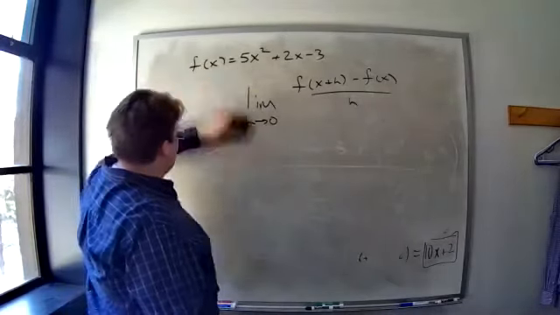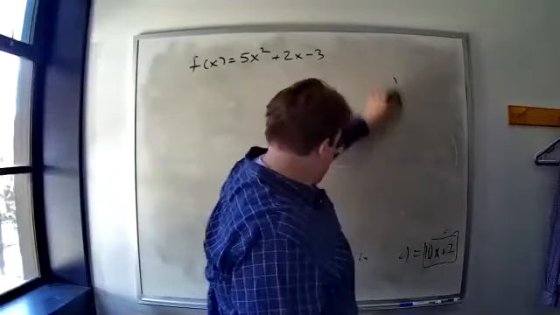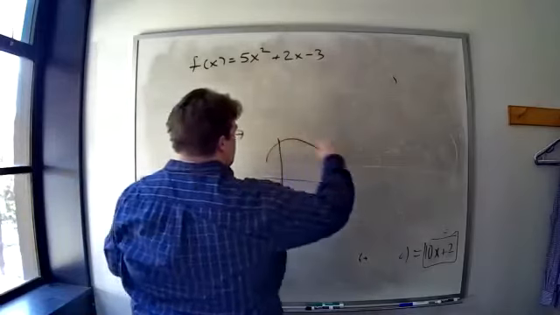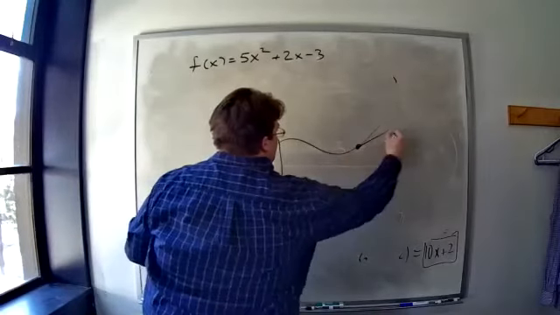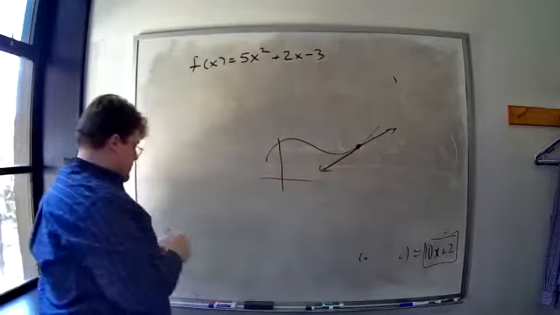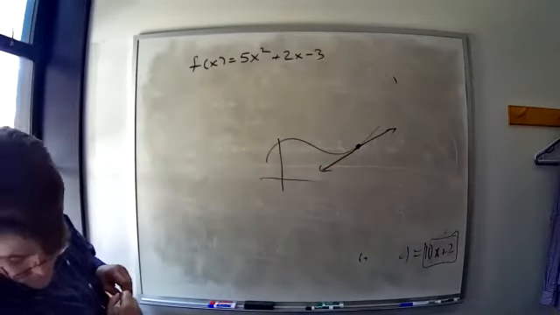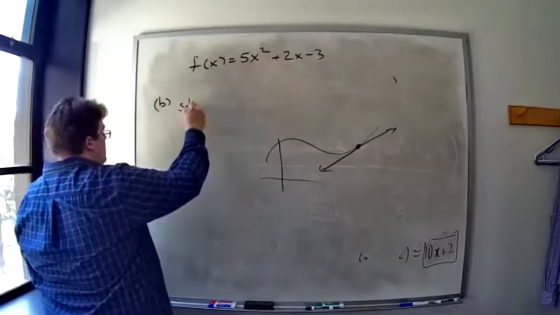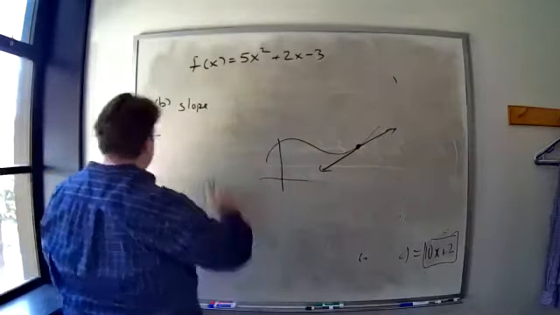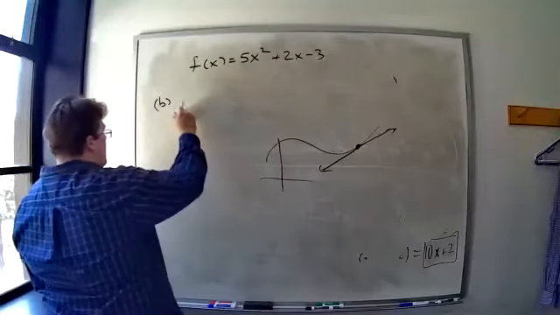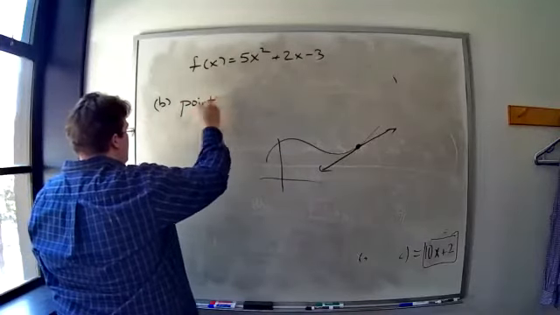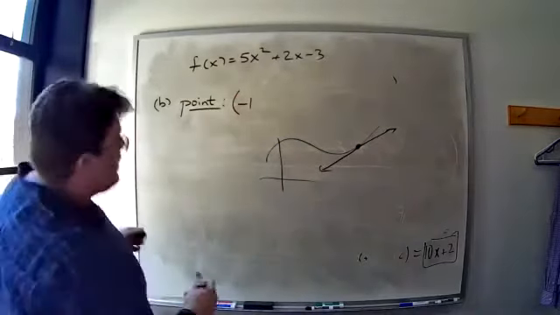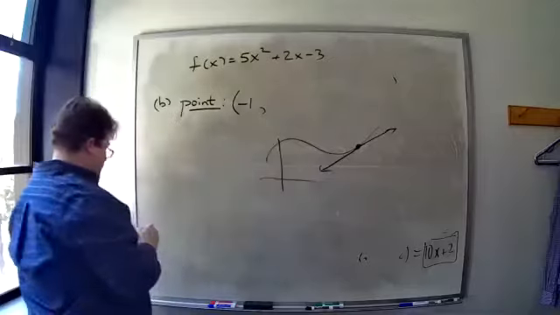But for now, our interpretation will be that we can use it to find an equation, or to find the slope of a tangent line. And part B says, find an equation for the line tangent to f of x when x equals, I think I wrote -1. Yes, when x equals -1.